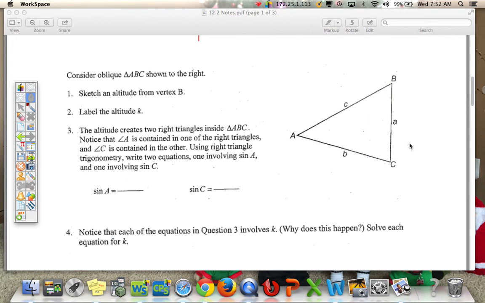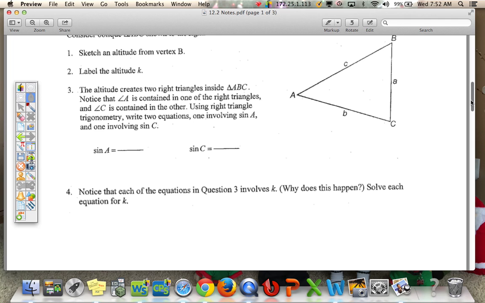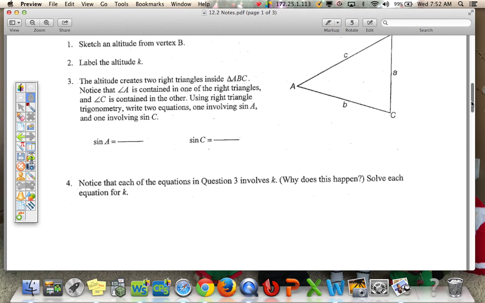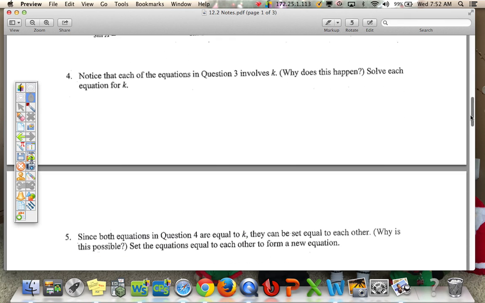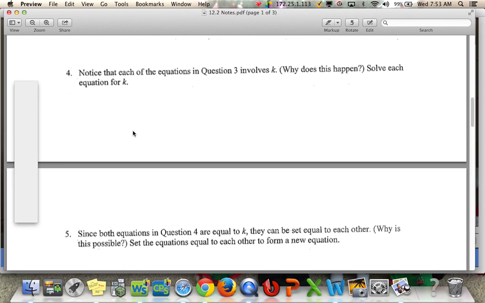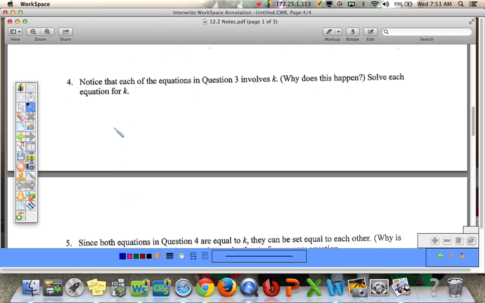Notice that each of the equations in question 3 involves K. Why does this happen? Well, K is the opposite side of each. Solve each equation for K. Okay, so I'm going to rewrite the equation to solve for K. So the first equation was sine of A equals K over C. Let's solve that for K.